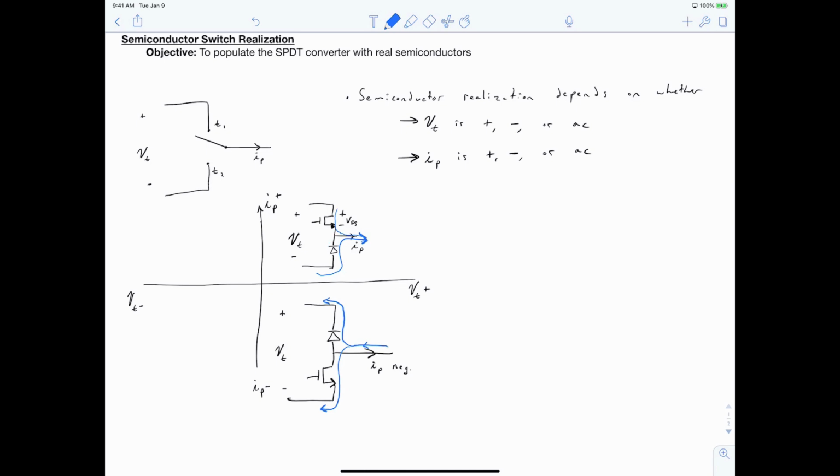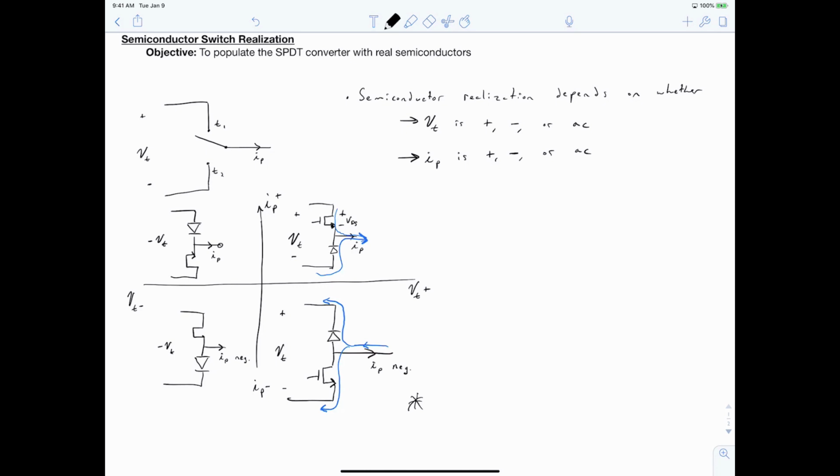We can complete this by drawing the other quadrants. I'm not going to talk about this in detail. You can refer to your lecture notes for those quadrants. And in this case, the throw voltage is negative. So this is a map of the different realizations. Let's now zoom in on this case down here and talk in detail about how this works.